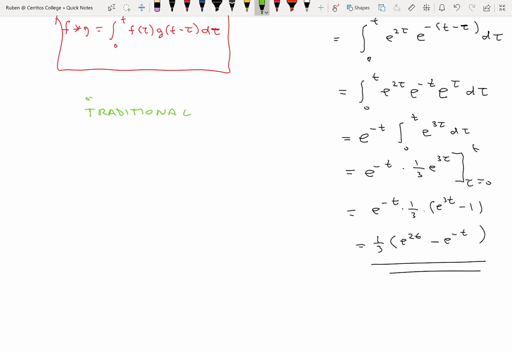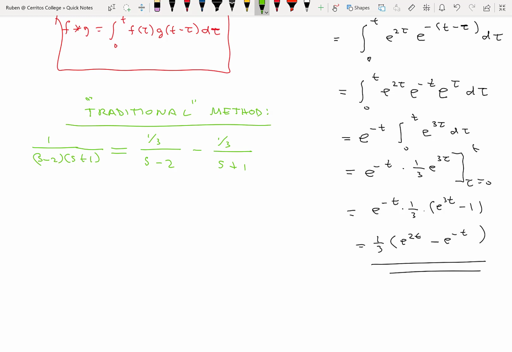Traditional method, let's put it in quotes because it's not really called traditional anywhere. The way we've done it in the past is we took 1 over (s minus 2)(s plus 1), and we computed the partial fractions decomposition, which I won't show the work, I'll just put the partial fractions down. The partial fractions would be 1/3 over s minus 2 minus 1/3 over s plus 1.